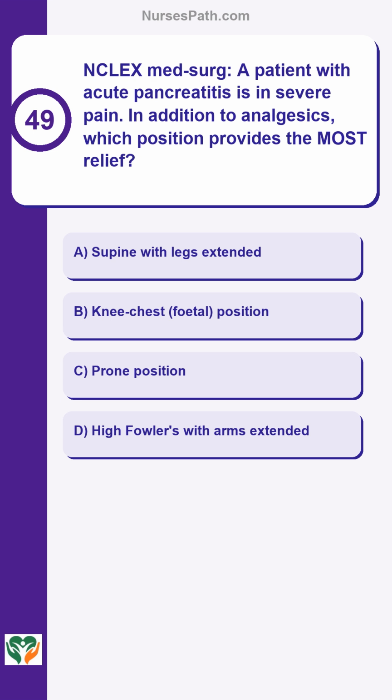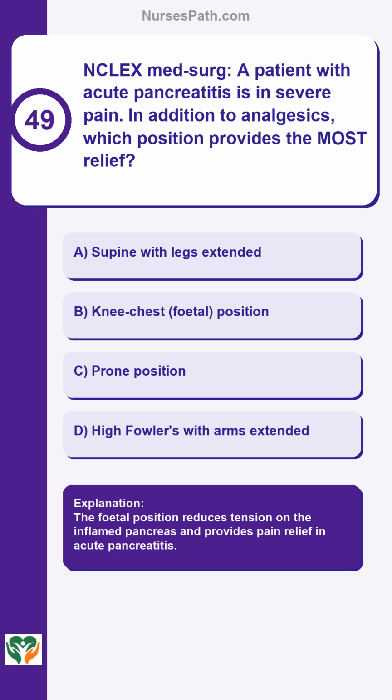Question 49. NCLEX-Medsurg. A patient with acute pancreatitis is in severe pain. In addition to analgesics, which position provides the most relief? Supine with legs extended. Knee chest, fetal position. Prone position. High Fowler's with arms extended. The fetal position reduces tension on the inflamed pancreas and provides pain relief in acute pancreatitis.